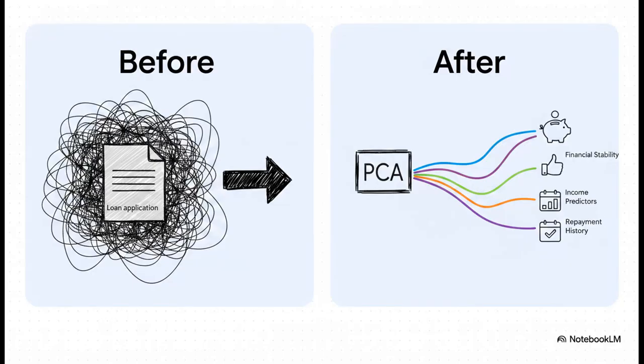And here's a really practical example of just how powerful this is. Instead of a bank trying to juggle 22 different variables for a single loan applicant, PCA can boil all of that down into 4 clear, understandable themes. All of a sudden, something that was super complex becomes clear. You get the big picture without drowning in the details.